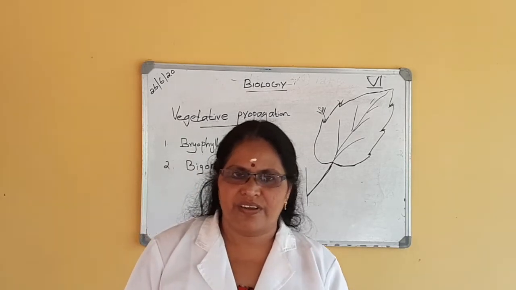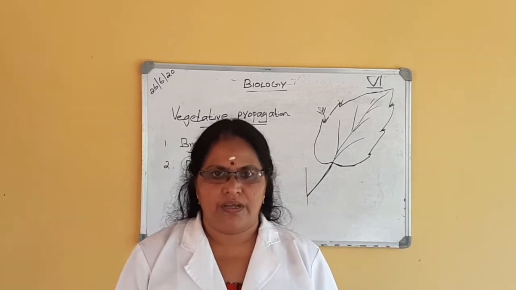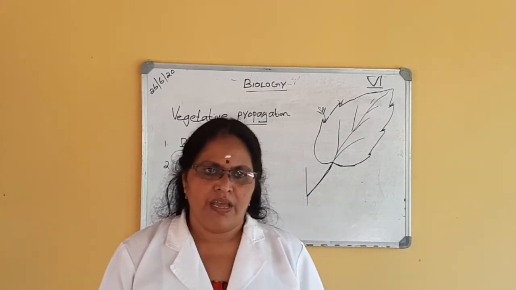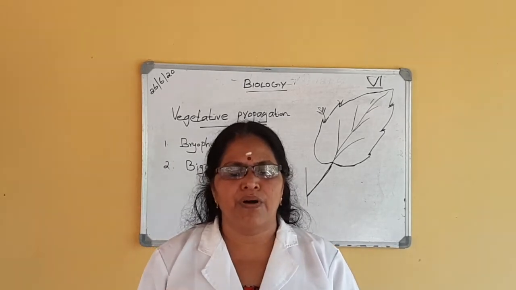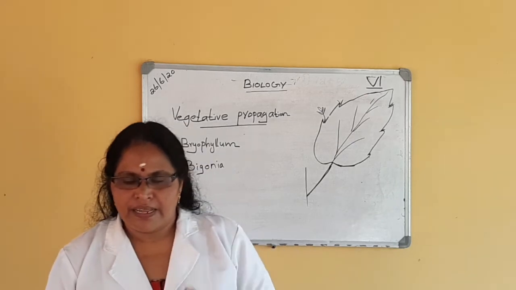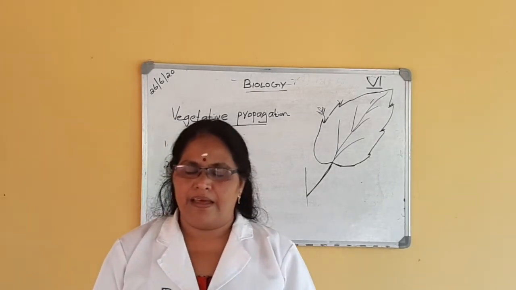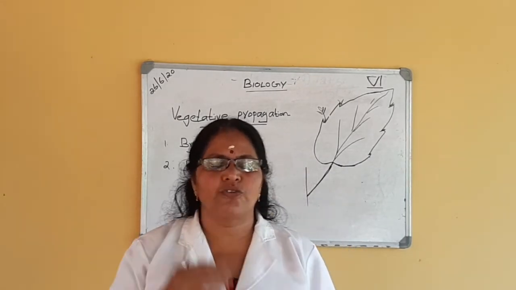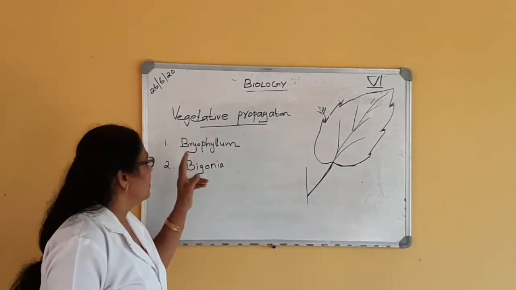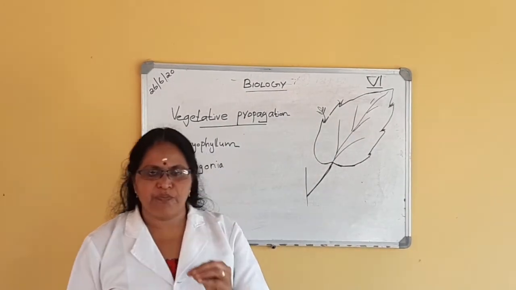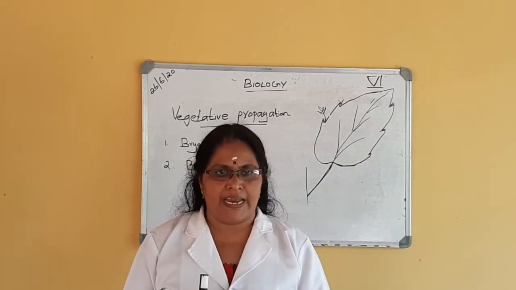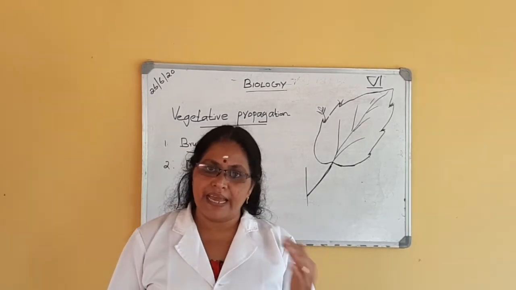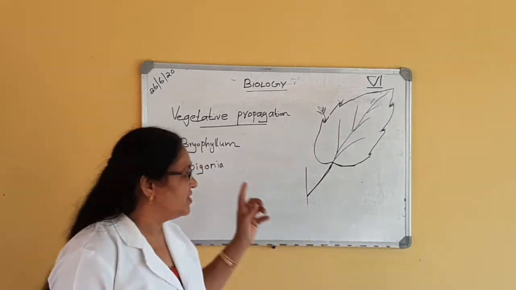With the help of stem or root. In some plants, the leaf helps to produce the new plants. That is, any parts of the plant other than the seed can give rise to a new plant. That method is called vegetative propagation. So vegetative propagation means producing a new plant from any part of the plant other than the seeds.